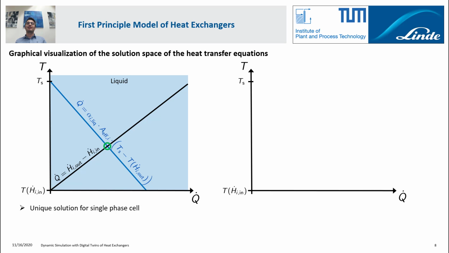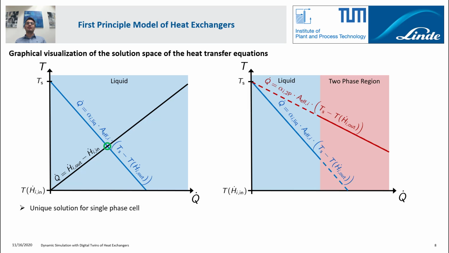We can now extend this procedure to a finite volume which is not necessarily single-phase anymore. This can happen if the fluid inlet temperature is close to the bubble point. Then the fluid can exit the finite volume either in the liquid state or in the two-phase region. We can now again plot the solution curve of the convective heat transfer equation. This time we have two branches. The first branch, based on the liquid heat transfer coefficient alpha liquid, is valid only in the liquid region. The second branch, based on the two-phase heat transfer coefficient alpha 2-phase, is valid only in the two-phase region.